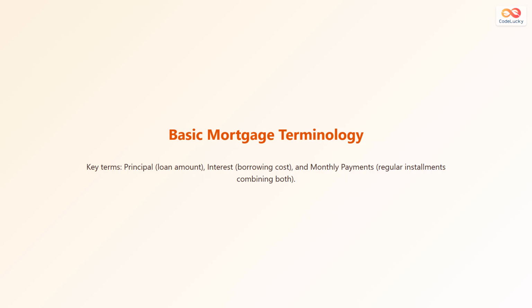Key mortgage terms include principal, which is the loan amount borrowed, interest, which is the cost of borrowing, and monthly payments, which are the regular amounts paid to cover both principal and interest over time. Understanding these terms is essential for managing a mortgage effectively.